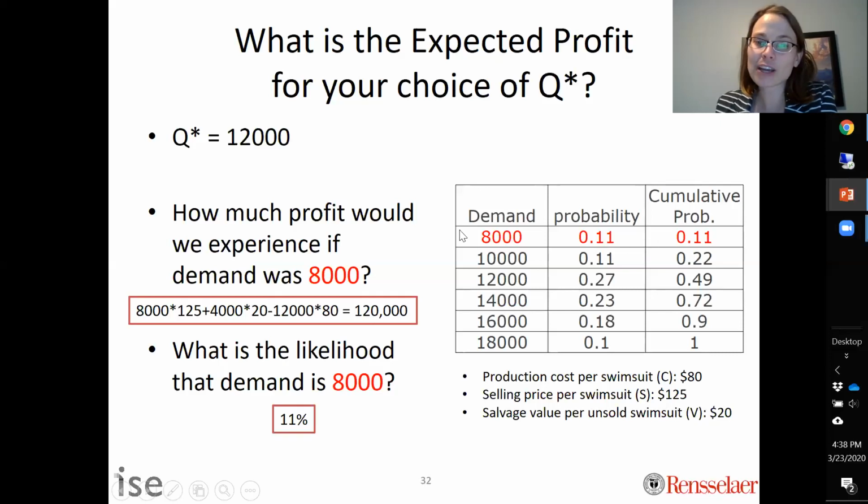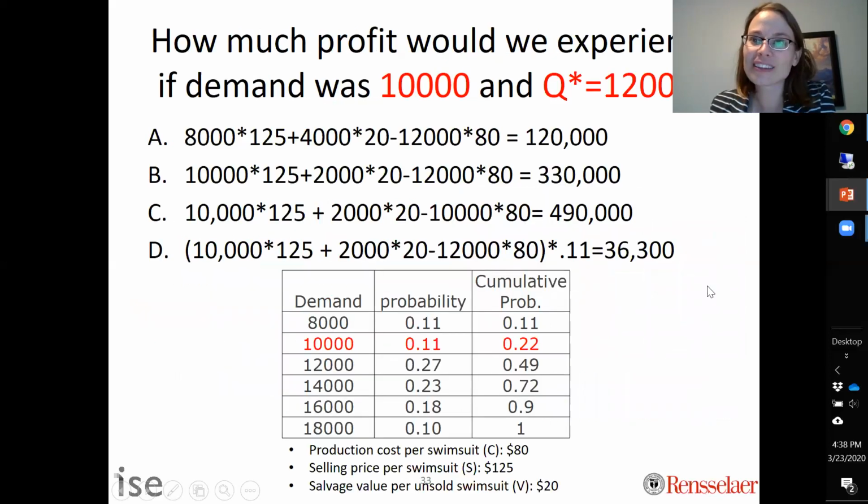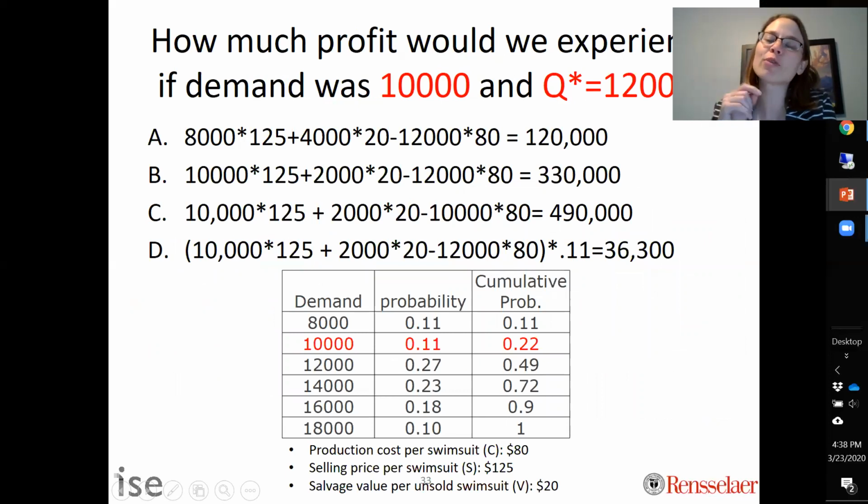Okay, so that we just calculated conditioned on you have 8,000 demand, you would make $120,000, and that happens 11% of the time. All right, so my question to you, and this is a clicker question, is how much profit would we experience if demand was 10,000, and again, we ordered 12,000 swimsuits. So in other words, I want you to condition on that demand of 10,000 occurred. How much would you make? And so if you need some time, please pause the video and think through this.